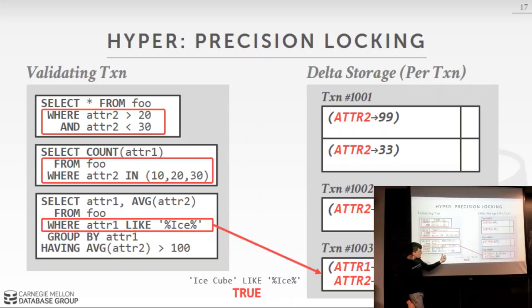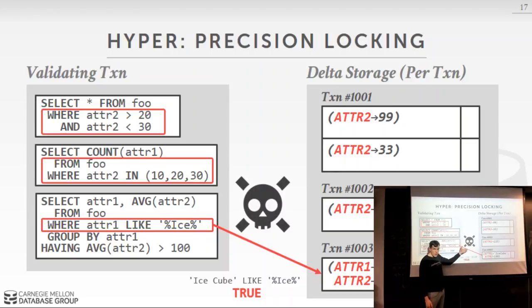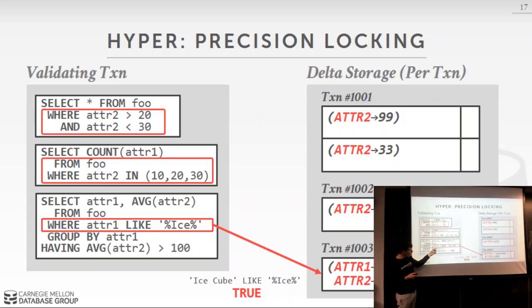And then I get to this last one here, and I see Ice Cube, which is like the wildcard. So therefore, I have an overlap here because this evaluates to true. And therefore, I know that I have a phantom here, and I have to abort this transaction. So what's going on here? When I ran this query the first time, I didn't see this record because this transaction hadn't committed yet. But then when I'm validating, I run this scan check again, and now I see Ice Cube, which I didn't see before. So now I know I have a phantom and I'd have to abort.